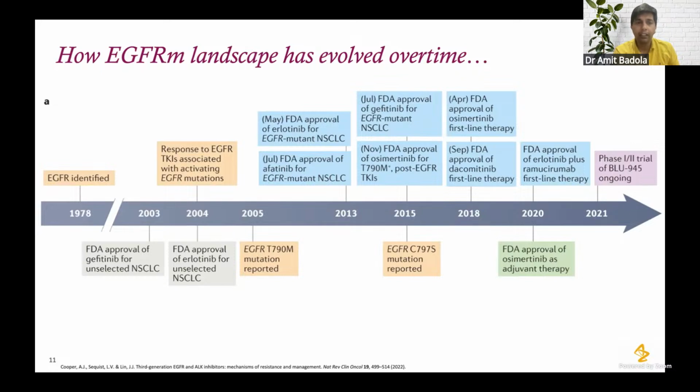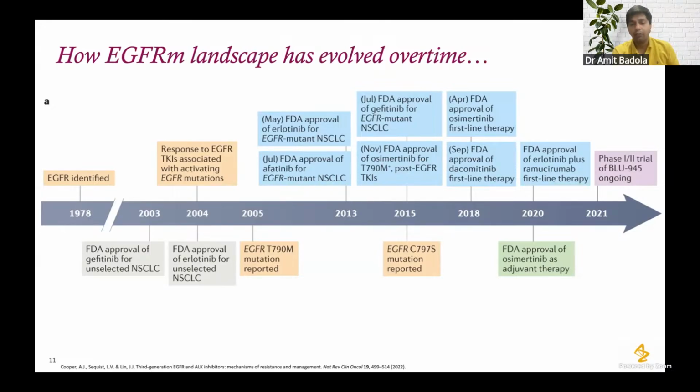It was first identified in 1978, and gefitinib was first approved in 2003, and at that time it was for all patients, all unselected non-small cell lung cancer. Then they saw that the response was greater in patients harboring EGFR mutation. And in 2013, FDA approved afatinib and erlotinib in EGFR mutation non-small cell lung cancer.